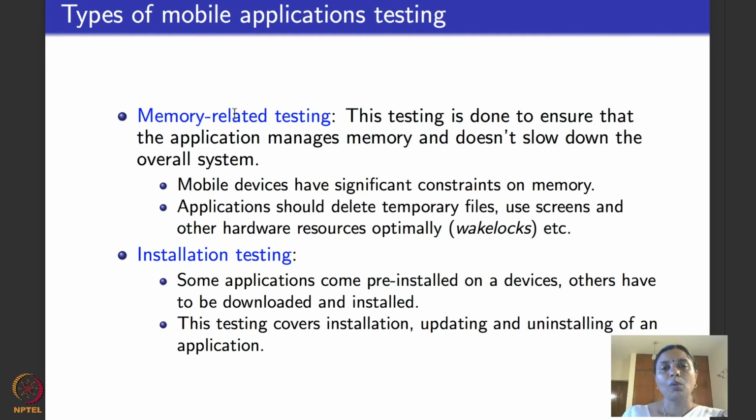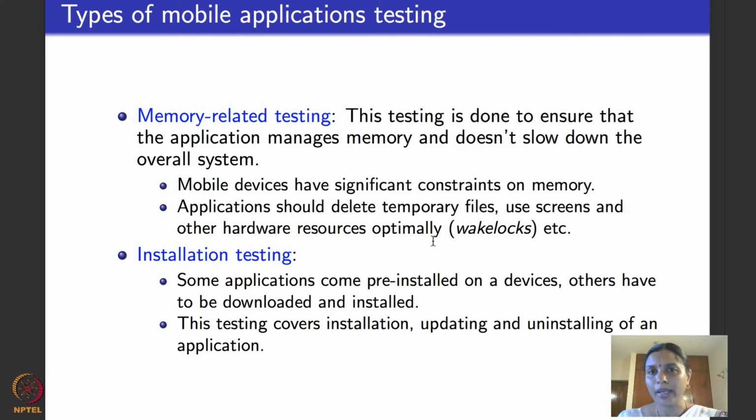Moving on, what are the other specific system level testing corresponding to mobile apps? The other one I told you is, this is one of the problems that we all face: runs out of battery, very slow, slows down. So that is what is called memory related testing. We know that mobile devices have significant constraints on memory, because that's the best memory that is being provided at a particular cost by the manufacturer. So memory related testing is testing done to ensure that the particular app manages memory and doesn't slow down the overall system. What does it mean to manage memory?